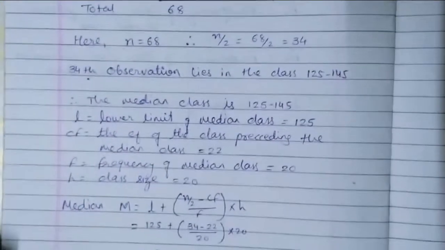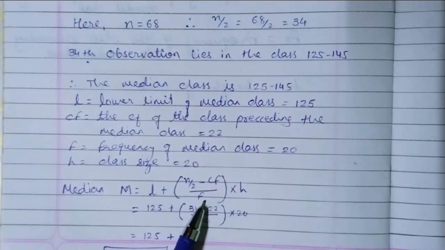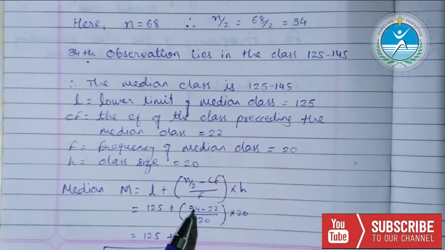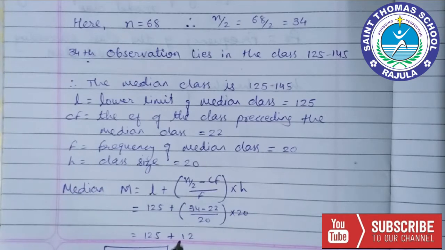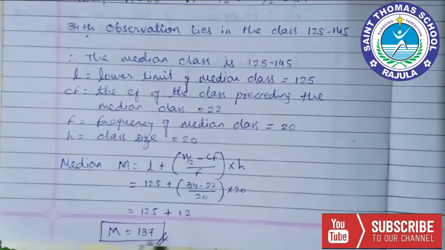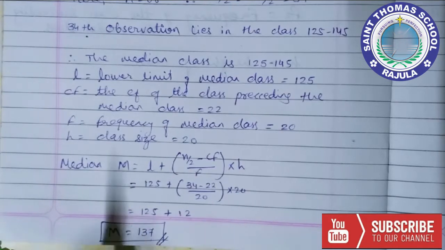Now you understand the median formula. Median is equal to L plus (n by 2 minus Cf) by f, into h. That is 125 plus (34 minus 22) by 20, into 20. 34 minus 22 is equal to 12. 20 and 20 cancel, so 12 as it is. 125 plus 12 is equal to 137. So our median is equal to 137.